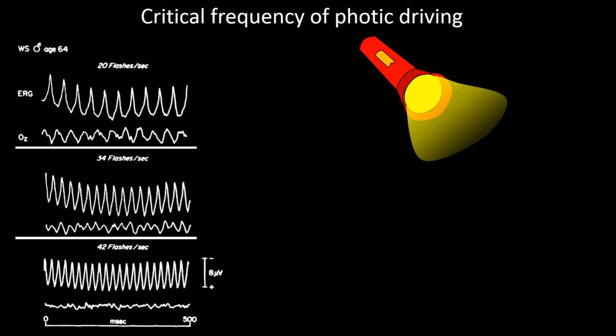This new frame is an example of an abnormal critical frequency of phonic driving. You can see that the phonic driving is normal at the level of the retina, as attested by the recognizable potentials in the electroretinogram at the three presented frequencies, whereas at 42 flashes per second, no individual potential can be identified from the occipital recording.